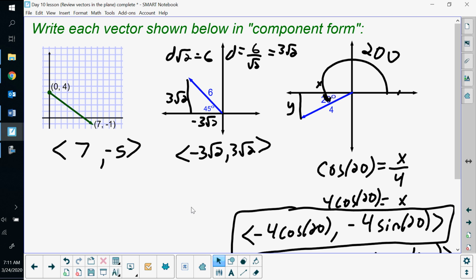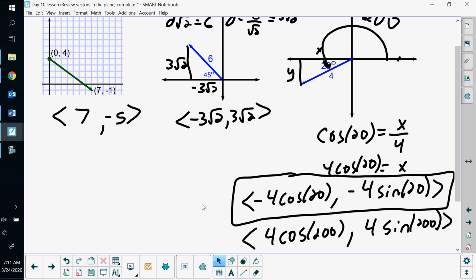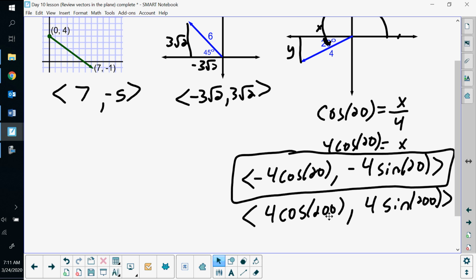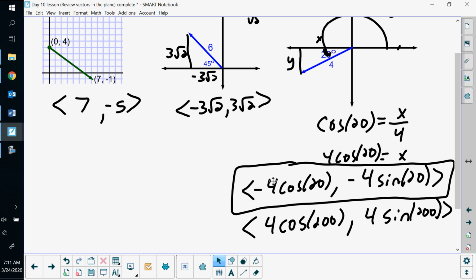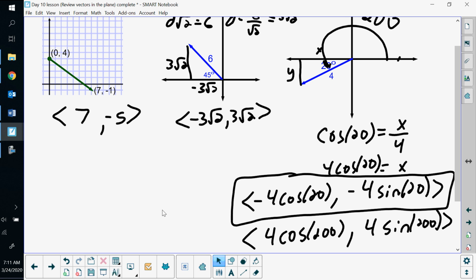Or you could just leave it as cos of 200. So you could do 4 cos 200, 4 sine 200, and by leaving it as 200, that takes care of the negative sign all by itself. So either of those would be correct for the component form for that vector.